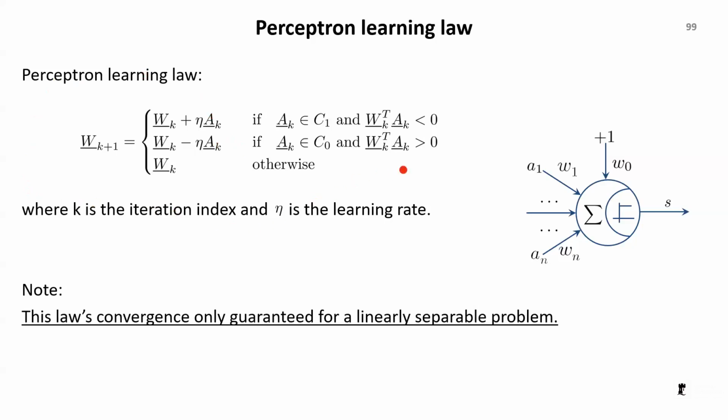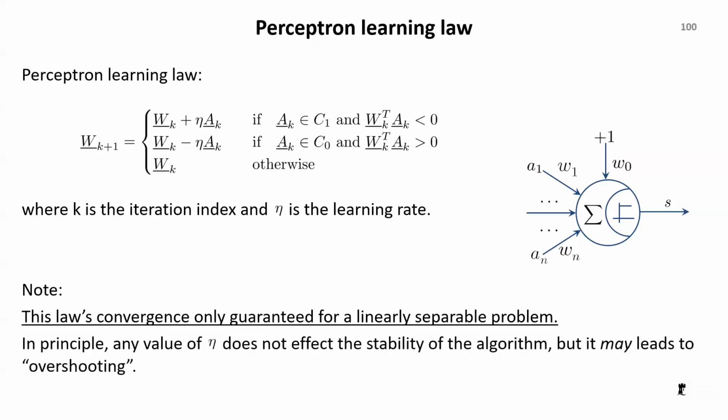So this is the perceptron learning law. There are 3 different cases. And I want to reiterate again, I already mentioned it before, that this perceptron learning law guarantees a solution for a linearly separable problem. In principle, any value of eta does not affect the stability of the algorithm, but it may lead to overshooting.